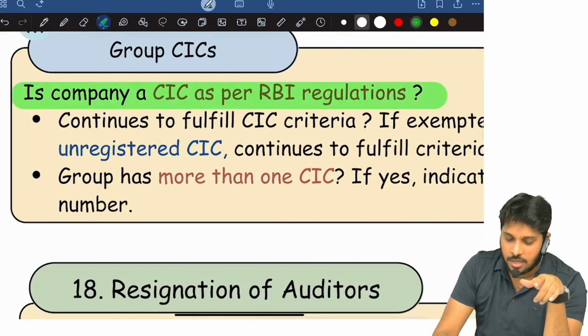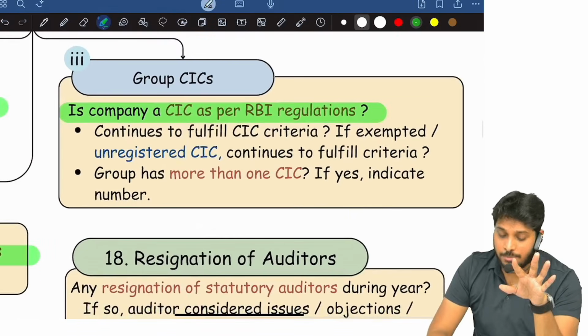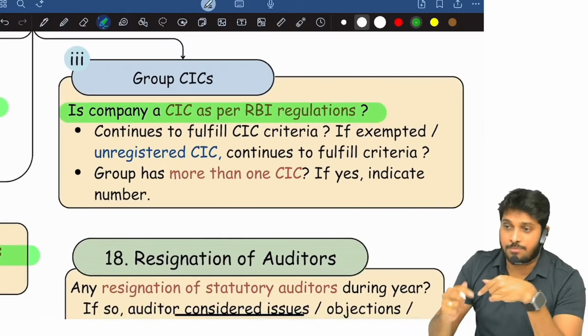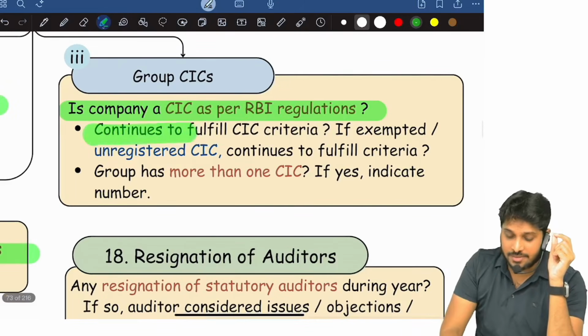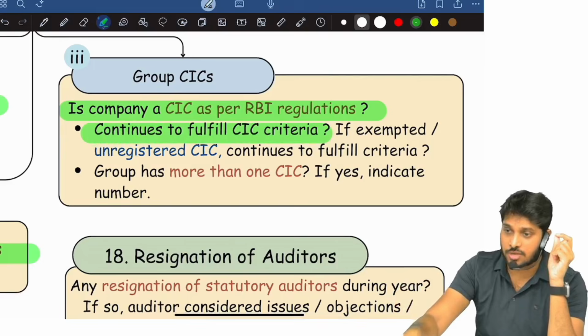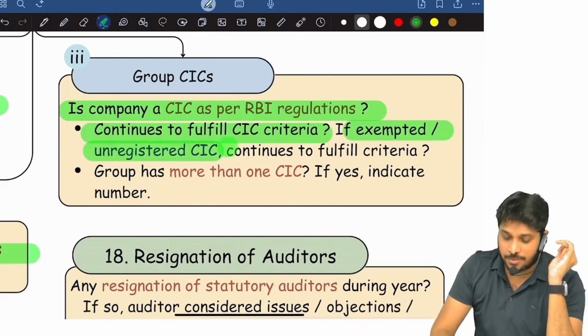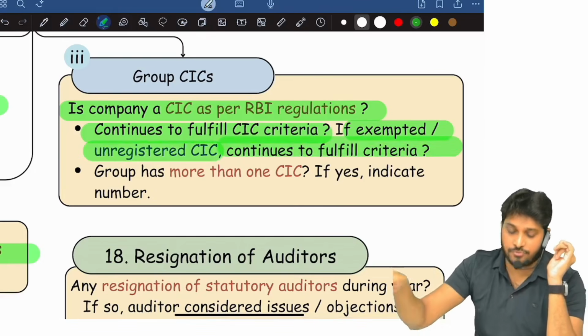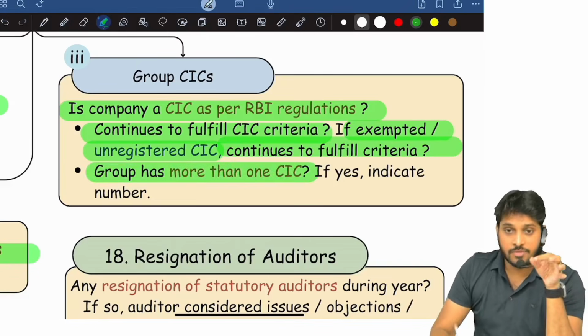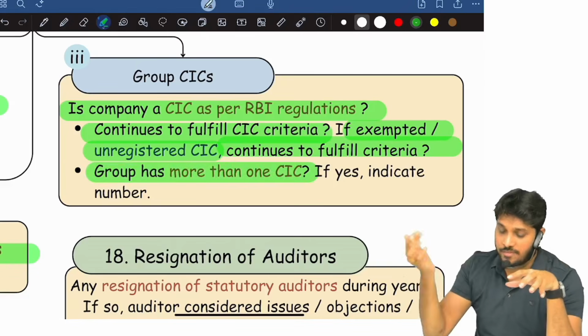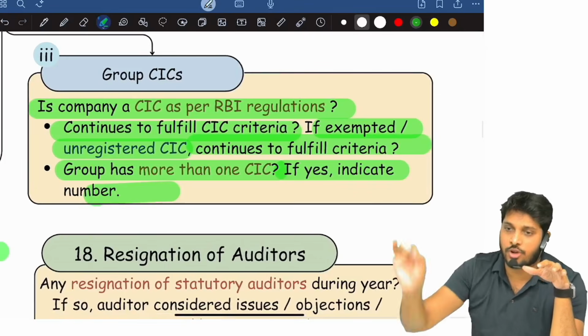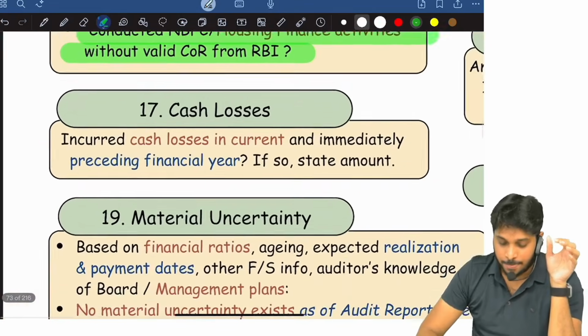Next, group CIC. Is the company a core investment company as per RBI regulation? If a company is recognized as a core investment company, is it fulfilling the criteria even now? Check out. Suppose the company is an exempted core investment company, see whether the exemption criteria is still fulfilled or not. And moreover, if the group has more than one core investment company, if yes, indicate the number of core investment companies. That's it.